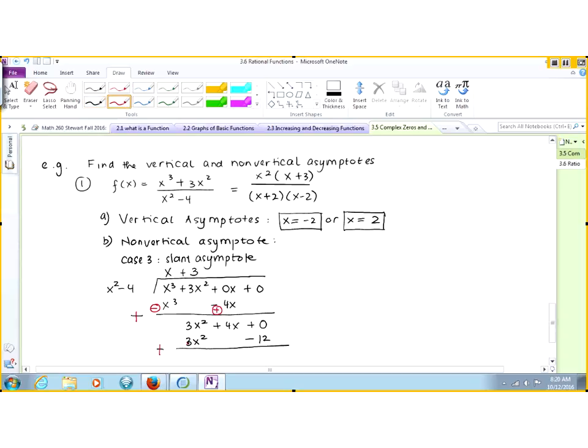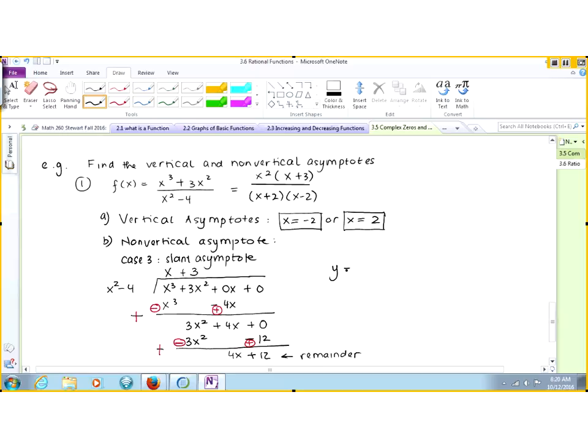So instead of subtracting, we add with the opposite. I usually circle my new sign, so I know that's the one I need to use. So 3x squared cancel. What am I left with here? 4x plus 12. And is this the remainder? Yeah, because you cannot divide 4x by x squared anymore. So this is the remainder.